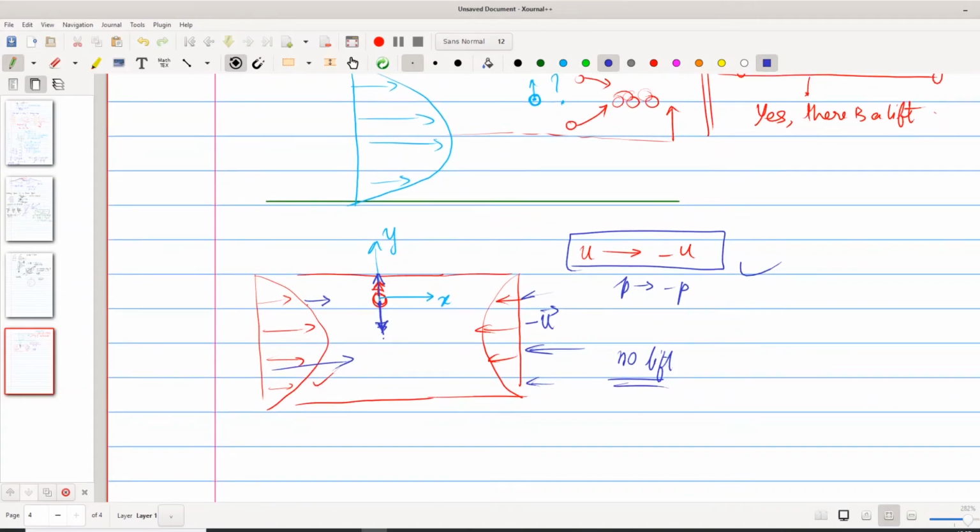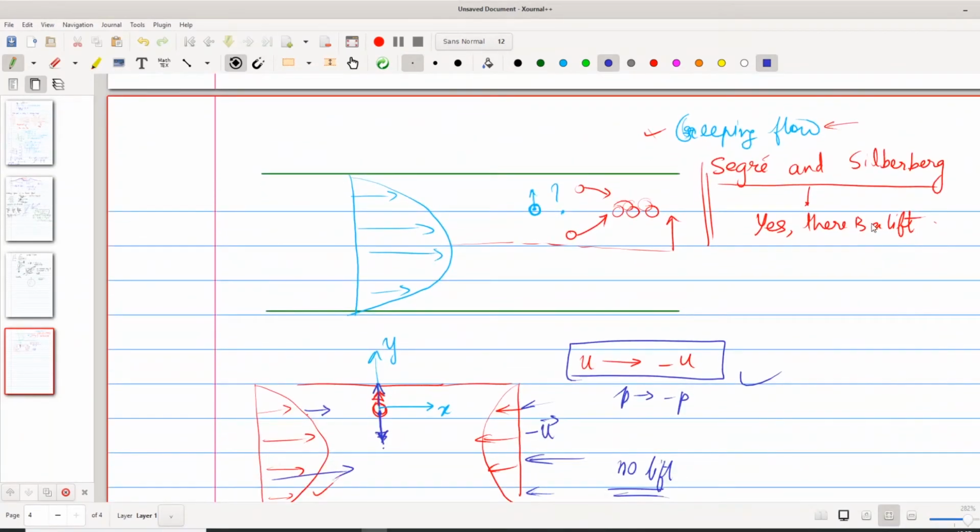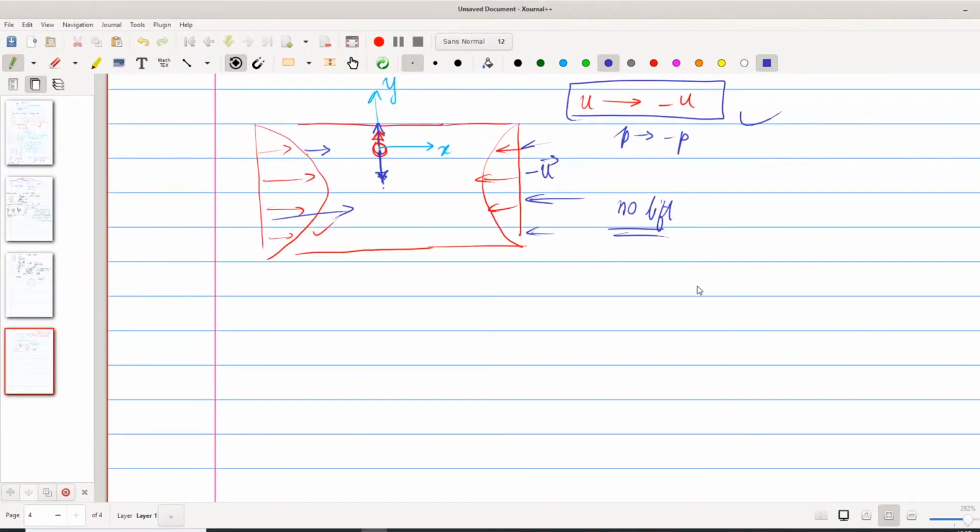But what about the observation of Segre and Silverberg? So many years later, Ho and Leal were able to show that whatever migration of the particles that Segre and Silverberg saw in their experiment was due to weak inertial effect and possibly the effect of the bounding wall.